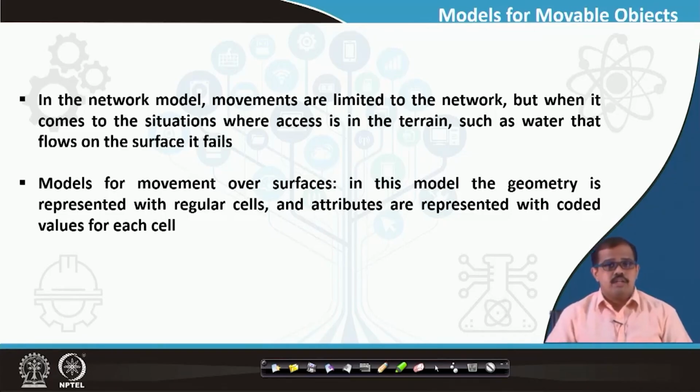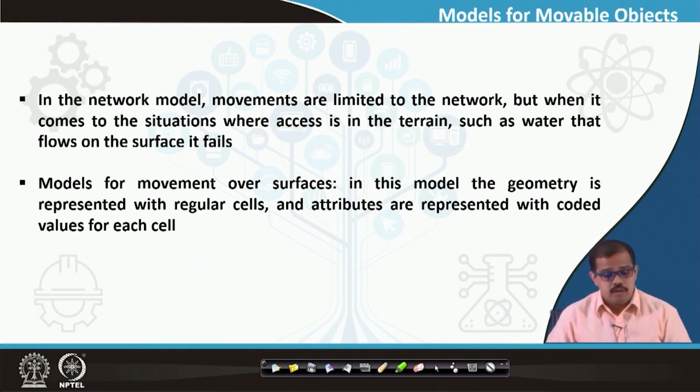But in a network model, movements are limited to the network. When it comes to a situation where access in the terrain, such as water that flows on the surface, okay, you cannot really capture it in a model. So, that fails.